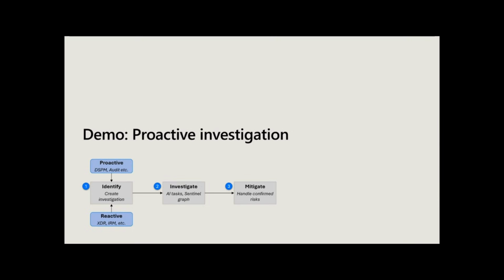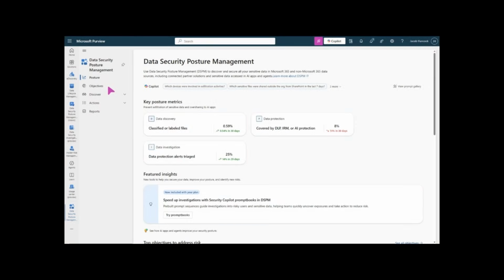Now, obviously, in both use cases, and that's what you're seeing in the diagram, I can start from a variety of solutions, and that's what I'll show you, but you can also always start from the DSI front door to create an investigation, whether it's proactive hunting for risk or reactive dealing with an existing incident. So let's look at the proactive demo.